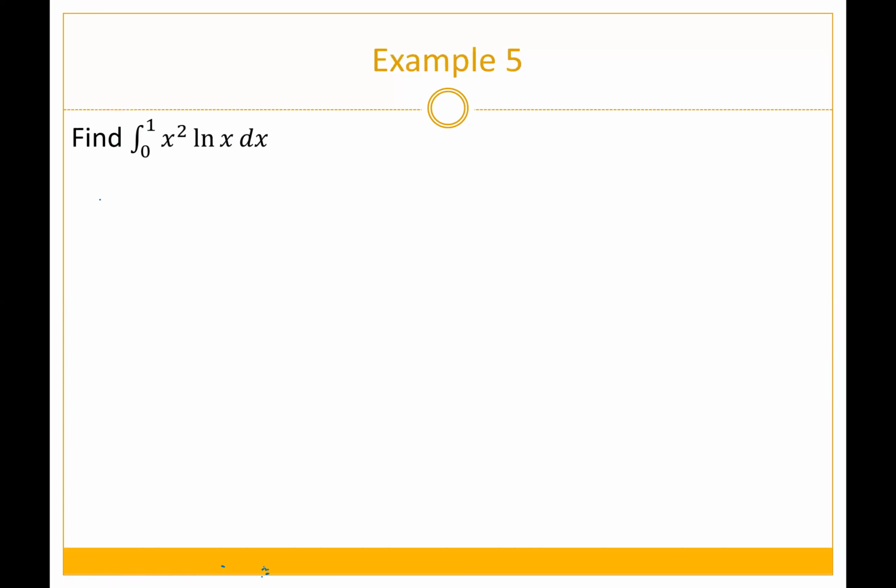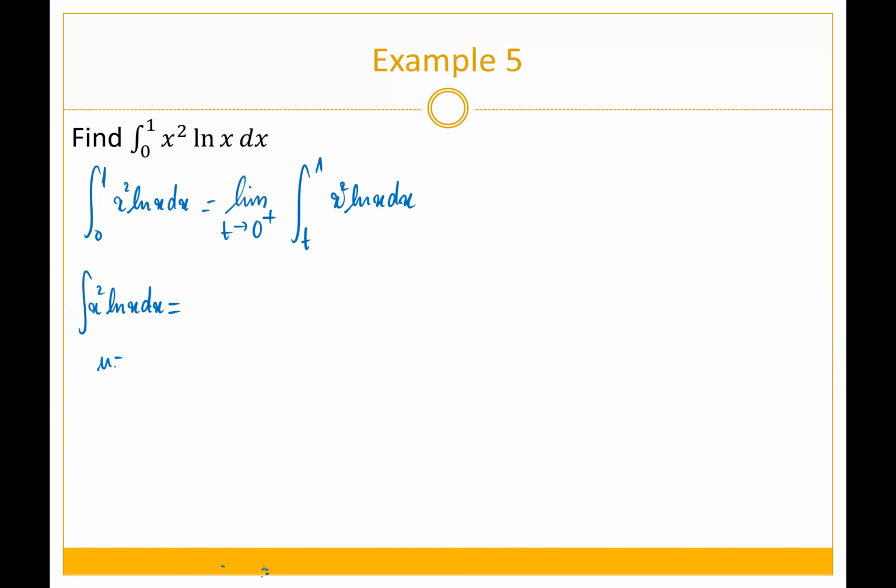So what you're going to do here is write the integral of x squared ln of x dx as the limit of t approaching 0 plus, from t to 1, of x squared ln of x dx. The next step after you rewrite the improper integral is to take the integral. So I'm just going to go quickly with x squared ln of x dx. We have u equals ln of x, du equals 1 over x dx, dv is x squared dx, then v is x cubed over 3.